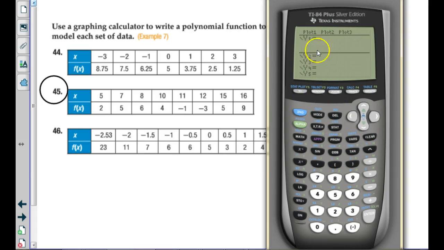I'm going to make sure I don't have anything in my y equals, and then I'm going to go stat enter and type this data into list 1 and list 2. And I'm not waiting for people who are talking. Anybody not have a list 1 and list 2 because you managed to delete it? Remember, it's clear, enter.